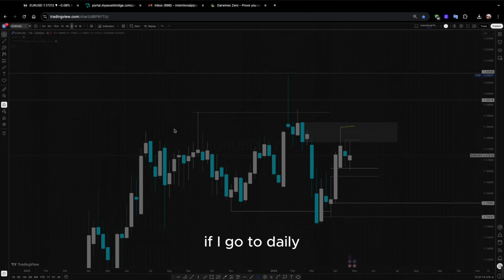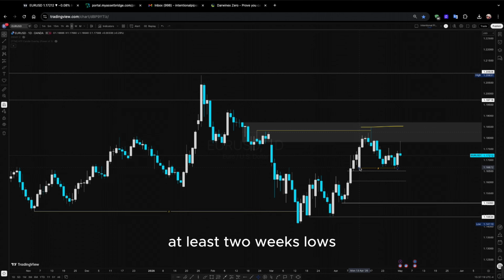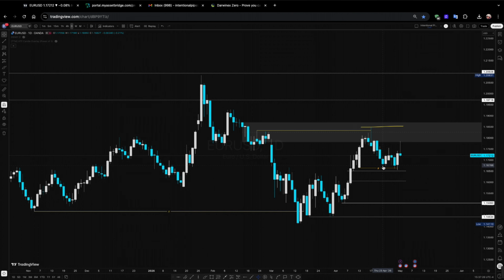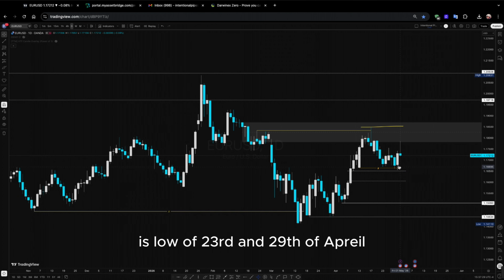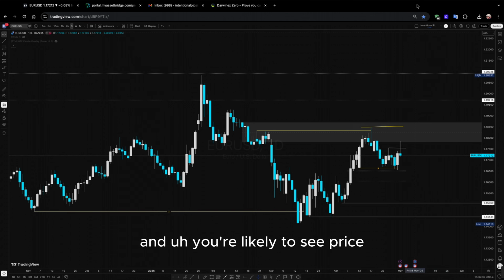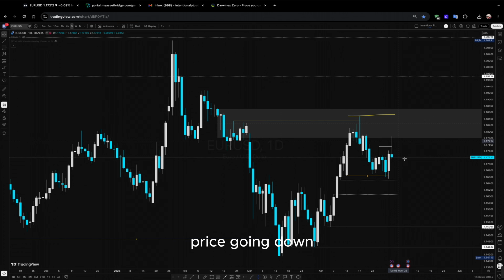because we took out the sell side liquidity on these lows here. If I go to daily, you will see clearly that we took out the low of at least 2 weeks, this low of 13th and this low of 23rd and 29th of April. So right now there is a big rejection here, and we are likely to see price going down.